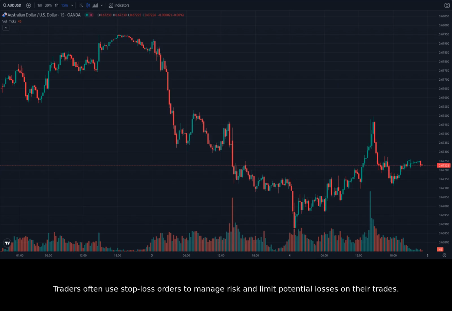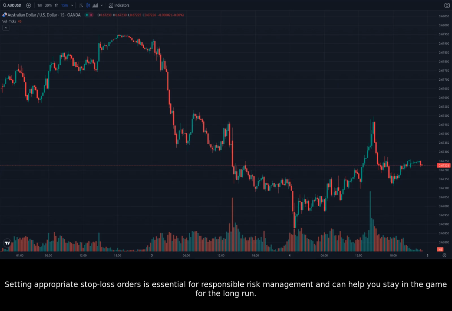Traders often use stop-loss orders to manage risk and limit potential losses on their trades. A stop-loss order is an order that automatically closes your position when the price reaches a certain level. This helps to protect your capital from significant losses, especially during volatile market conditions. Setting appropriate stop-loss orders is essential for responsible risk management and can help you stay in the game for the long run.